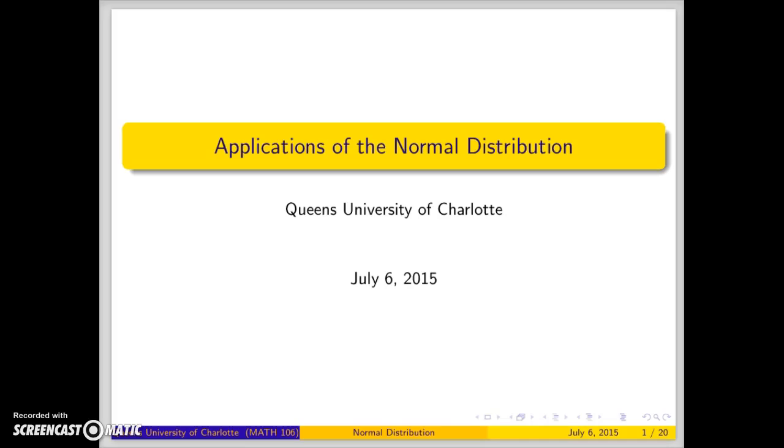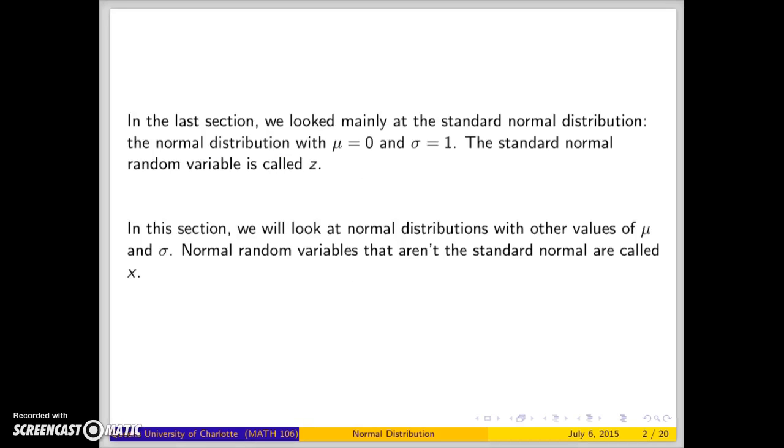This lecture is on the application of the normal distributions. So last week we were talking about the standard normal distribution, which is, remember, the distribution where mu is 0 and sigma is 1, or in other words, the mean is 0 and standard deviation is 1. And when you are looking at the standard normal random variable, that's called z.